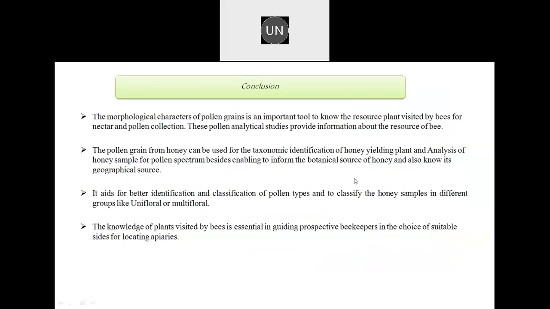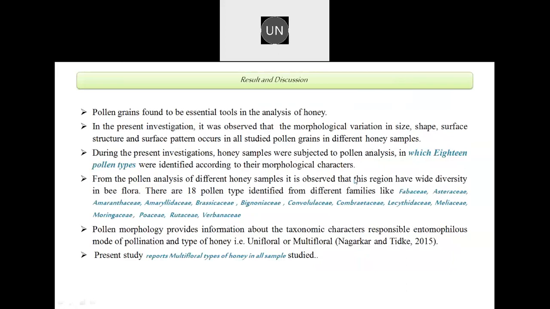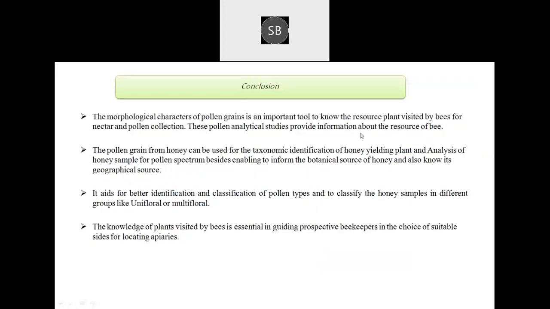Ma'am, the conclusion slide is there. Yes, a results and discussion slide is there, ma'am, before the conclusion. Pollen grain was found to be an essential tool in the analysis of honey. In this investigation, a total of 18 pollen types were identified according to their morphological characters, which belong to different families. This present study's report suggests that a multifloral type of honey was found in both samples. Next, ma'am, conclusion.